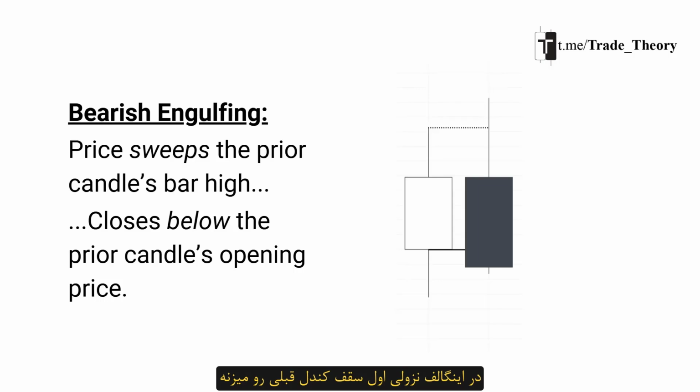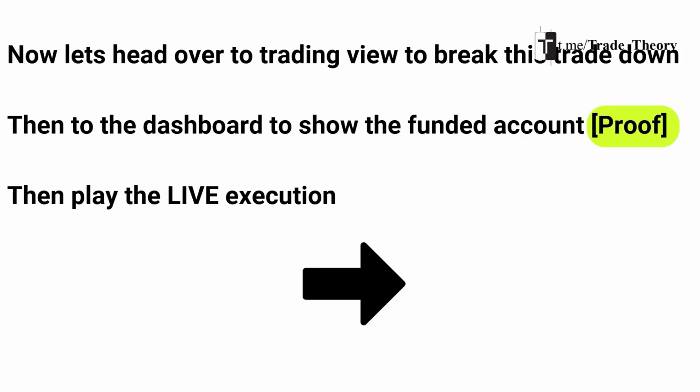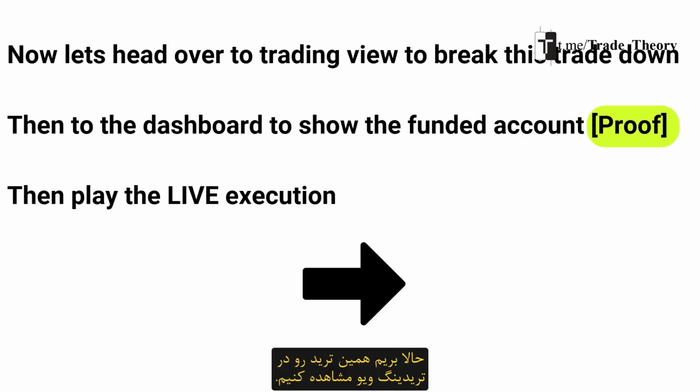Now, inversely, for a bearish engulfing, all that we're looking for is the price to sweep, again, the prior bar's high, and then we close below the prior candle's opening price. Now, for some people, engulfing bars require a close, let's say, below the low. For me, I just needed to close below the prior candle's opening price for this bearish example and above the prior candle's opening price for the bullish side. Pretty straightforward.